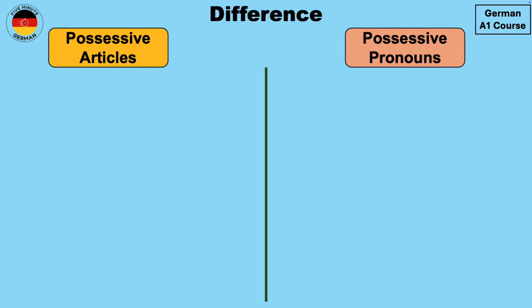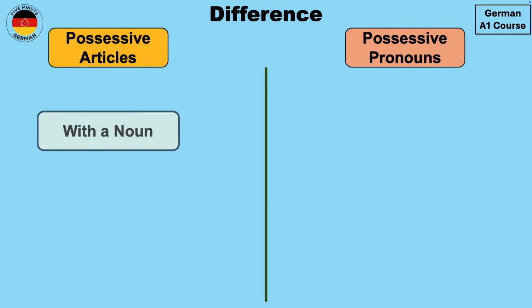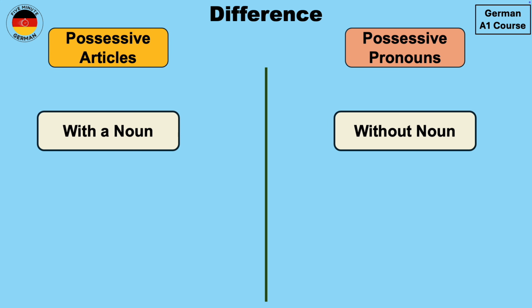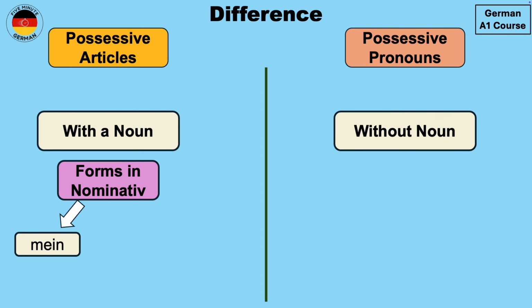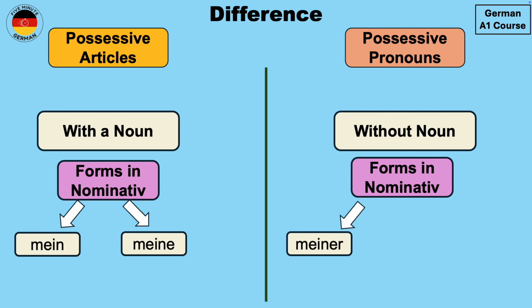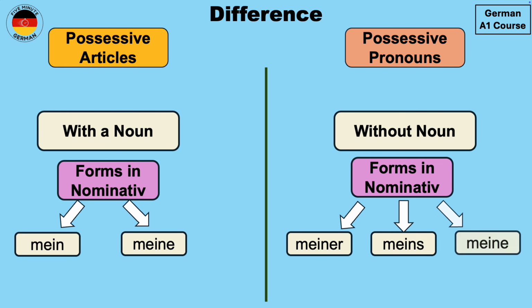Now let me give you a quick overview of the difference between possessive articles and possessive pronouns. Possessive articles are always used with a noun, for example, mein Stift. Whereas possessive pronouns are used without a noun. The forms for possessive articles in nominative are mein for masculine or neutral and meine for feminine or plural. In the case of possessive pronouns, we use meiner when the noun is masculine, meins when the noun is neutral, and meine when the noun is feminine or plural.